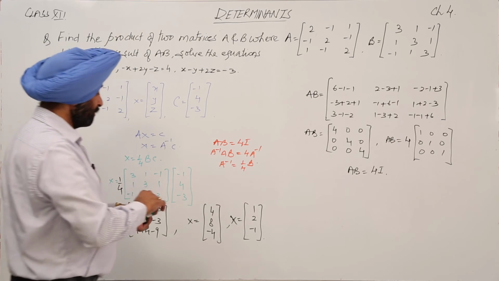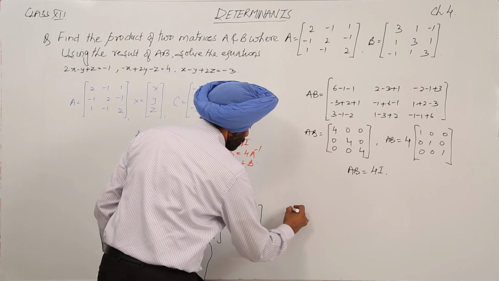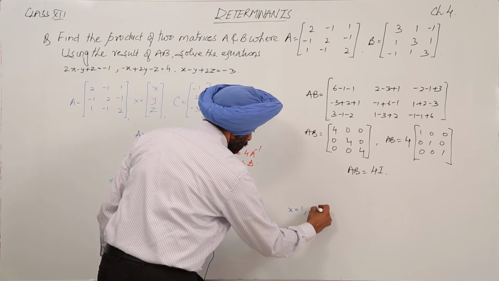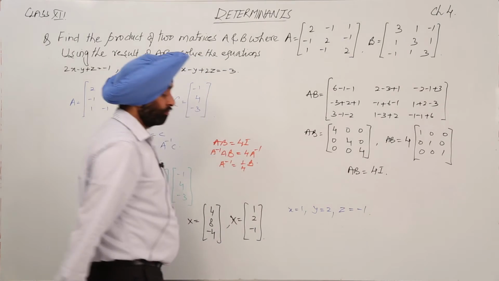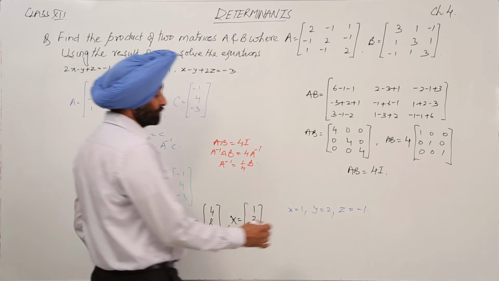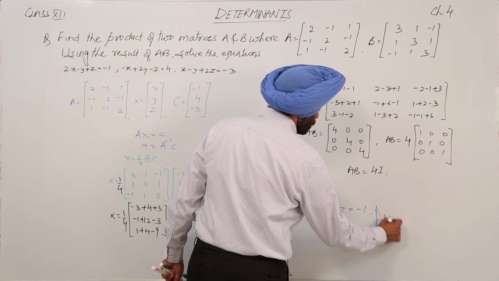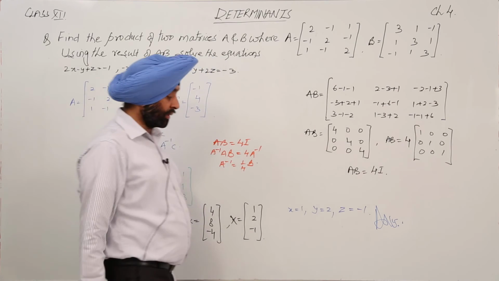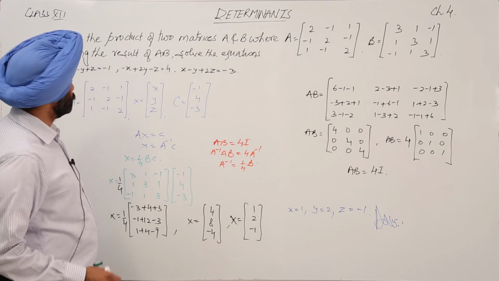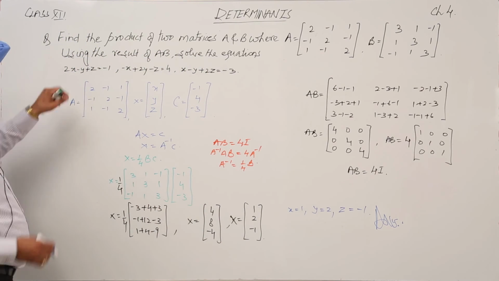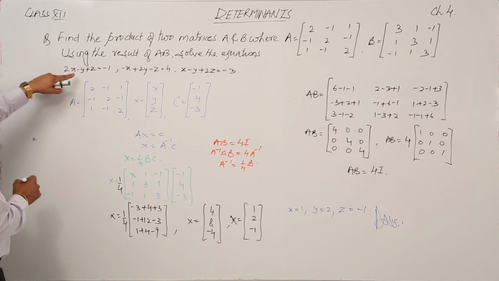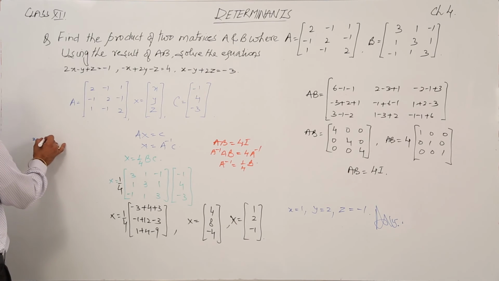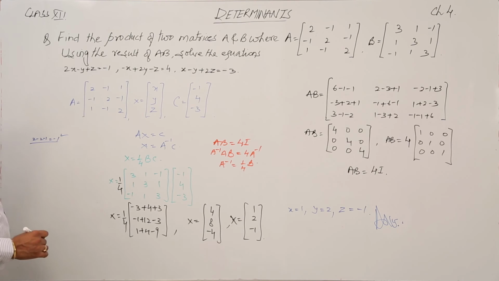Okay, so finally we have x is equal to 1, y is equal to 2, and z is equal to minus 1. Okay, so these are the answers for the solution. Now let's verify it. Let's verify it with 1, 2 and minus 1. Putting in the first equation, you can just do it on the rough side: 2, minus 2, and z is minus 1, so this is minus 1. So it means the answers are okay.